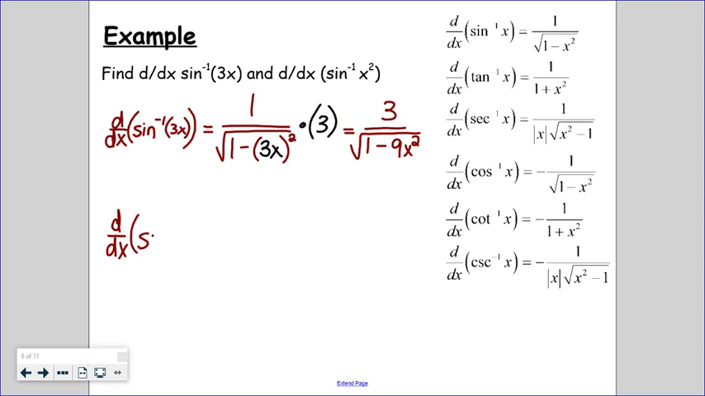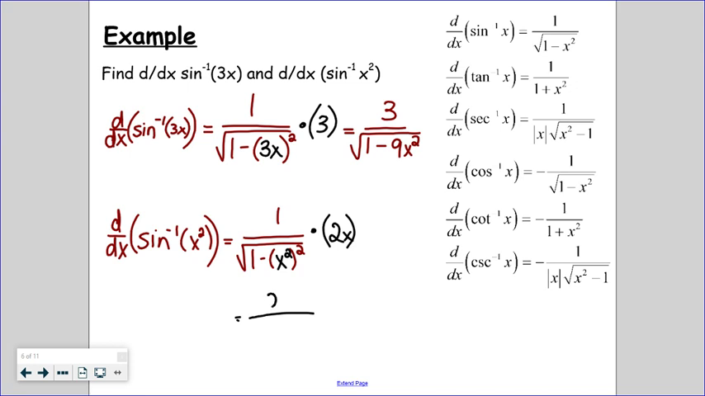Derivative of inverse sine of x squared. So again, just a basic chain rule one here. Outside function being inverse sine, inside function being x squared. So again, there's our setup for the derivative of inverse sine, holding the place for that inside function being x squared, times the derivative of our inside function, which would be 2x.